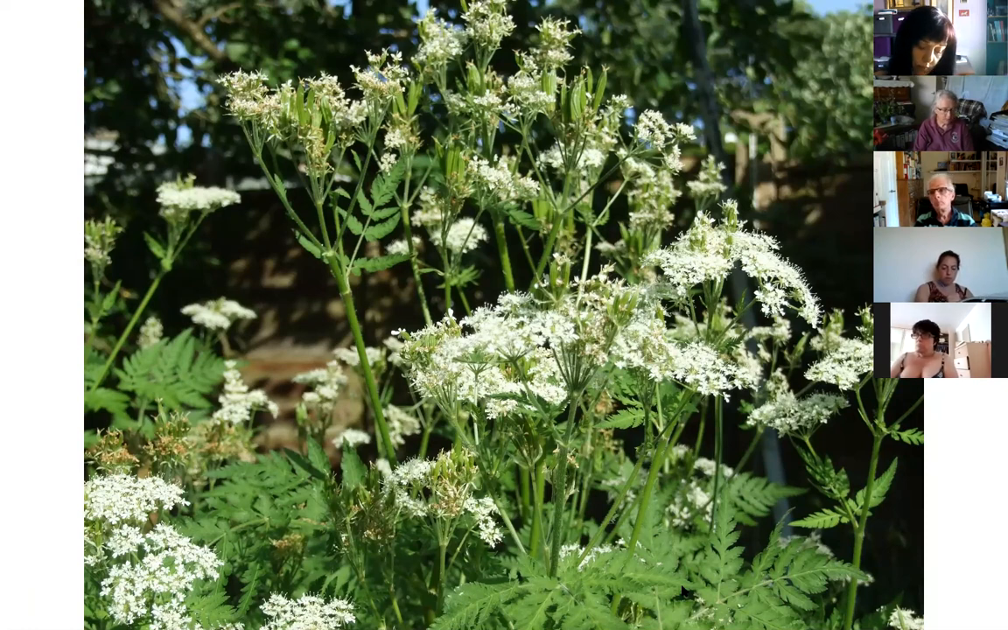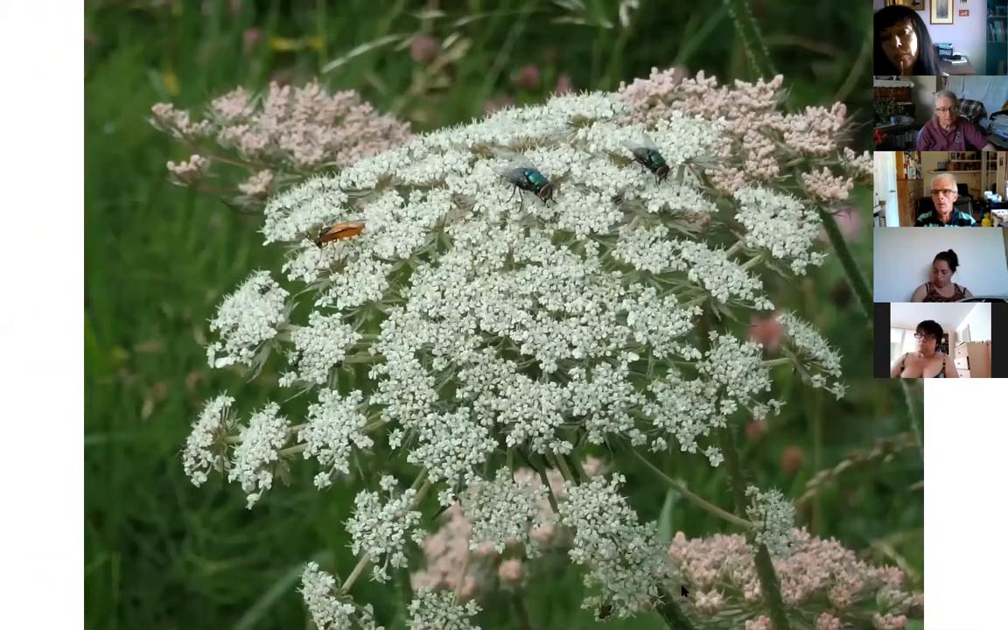So, do not go foraging for umbellifers without being very sure what they are. Fine if you grow them in the garden and you know what you grew them from. So back to wild carrot, there we are.